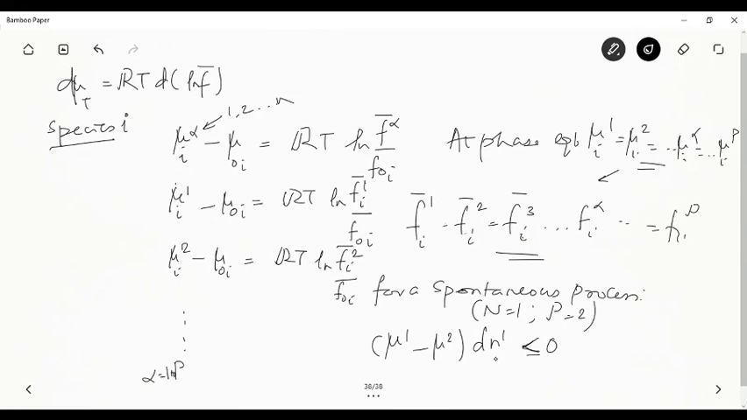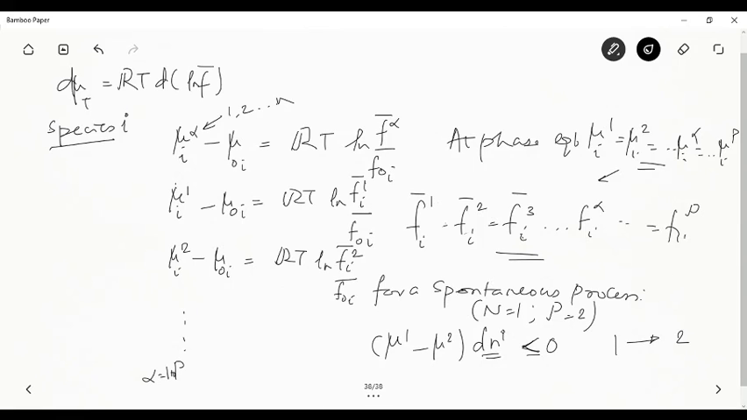So what does this mean? Suppose there is a change from phase 1 to phase 2 that is happening. So there is a spontaneous process which is, let us say, changing from phase 1 to phase 2. Let us say phase 1 is liquid and phase 2 is vapor, for example. So it's going from liquid to vapor phase, in which case dn1 has to be negative, because phase 1 is getting converted into phase 2. So dn1 is negative and dn2 is positive.